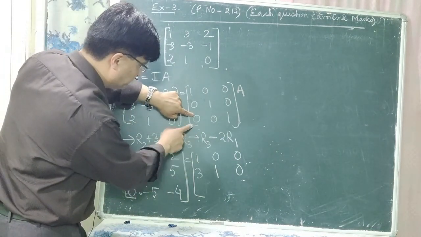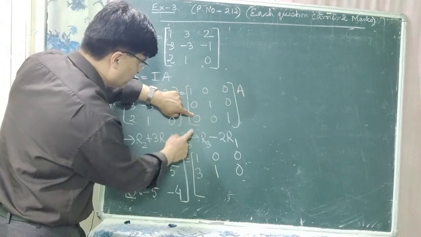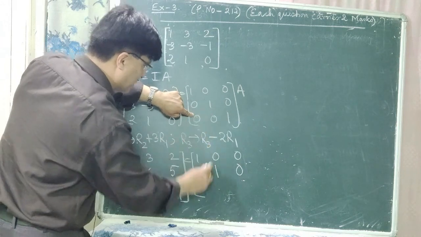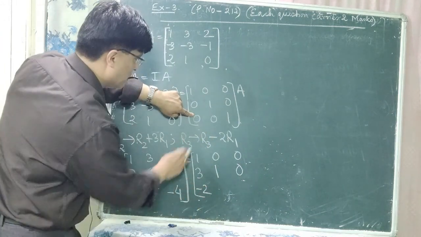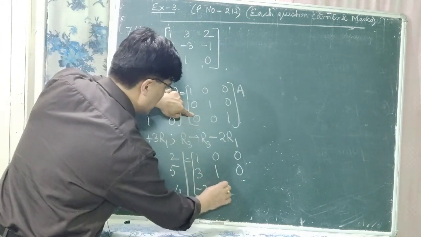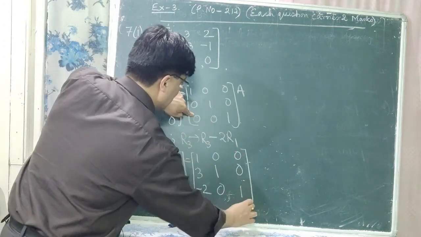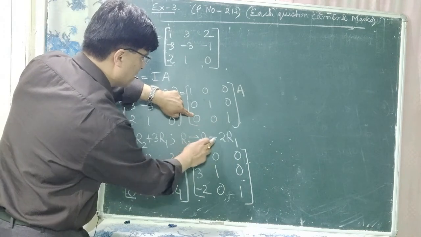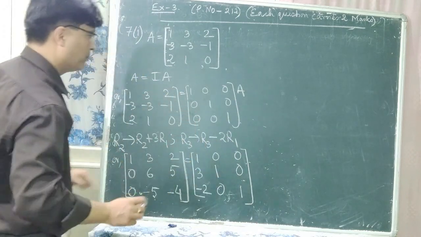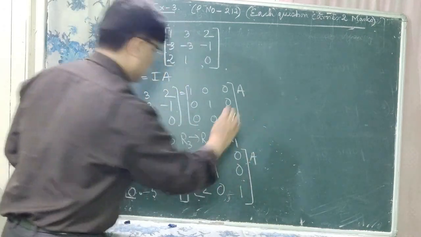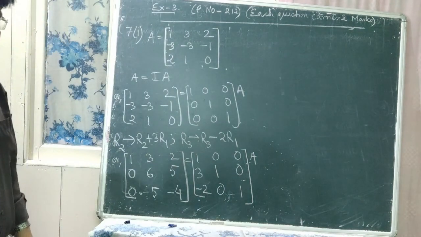How does it change? R3 minus 2 R1. 0 minus 2 into 1. That is minus 2. Then 0 minus 0, 0. This is 1 minus 2 zeros are 0. That is 1. Right. And then you should write here A. So we are getting this one.